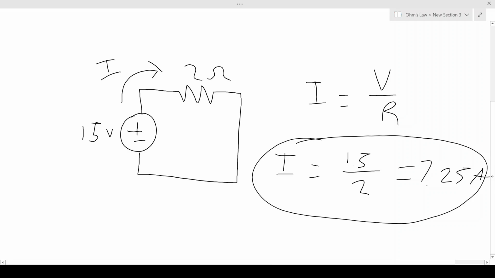So I'll leave you guys with this question. What will happen if we increase our resistance, or our resistor? When we increase it from 2 ohms to 5 ohms, what do you guys expect to happen to current?